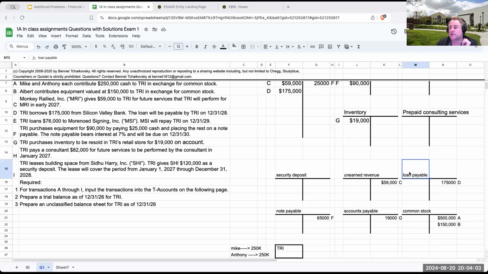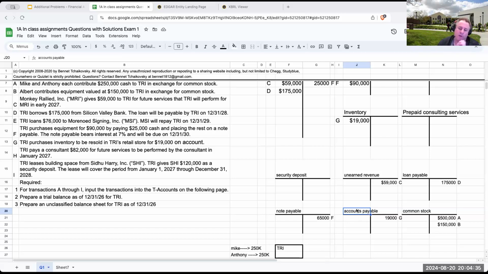Now, one of the things is you might be saying to yourself, Bennett, what is a loan payable, note payable, and account payable? Okay. I'll give you some pretty easy guidelines. A loan payable is really when we're borrowing money straight out. That's what's happening here. They're all liabilities, but there are slight differences. A loan payable, or you might call it term debt, there are different names for it, but I've borrowed money that I have to repay.